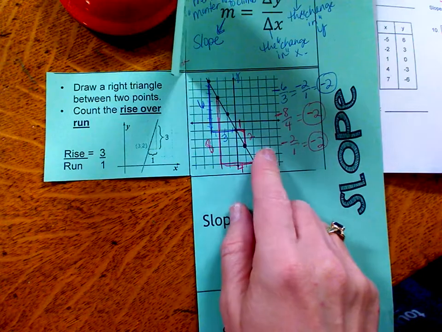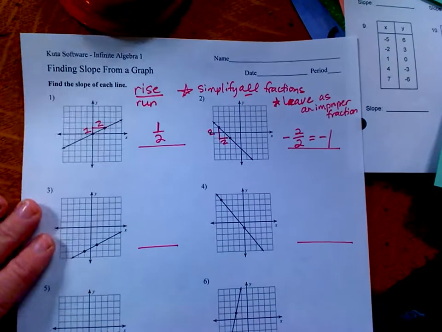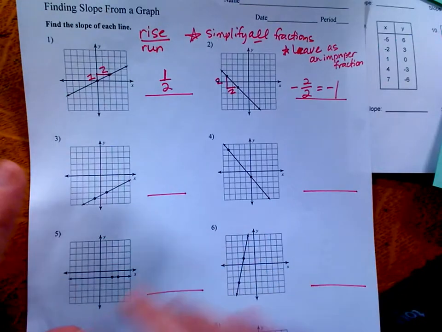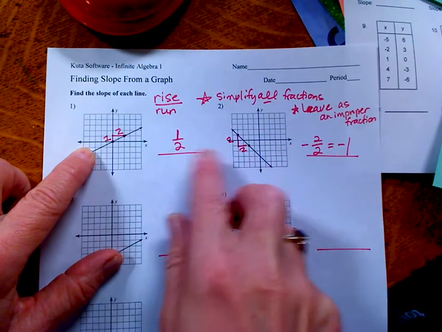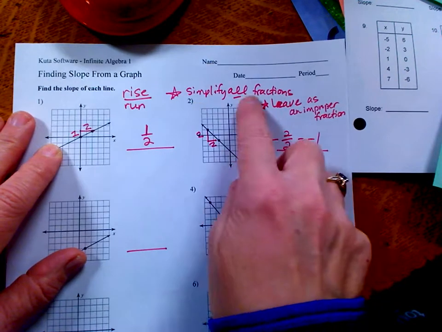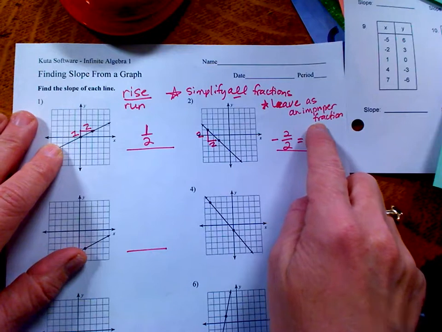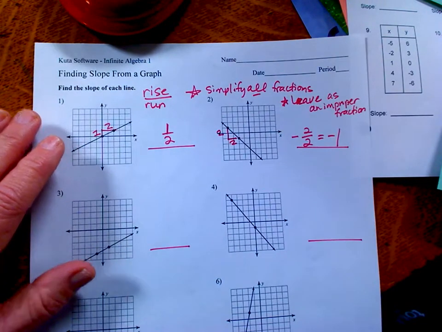So that is the notes that I want you to make sure you have. And then you should have this worksheet, hopefully. If not, I'll do a quick explanation and then you can do this on your own. I had this already copied for you and written on your paper. Rise over run, simplify all fractions, and leave as an improper fraction. So if it's an improper fraction, don't change it to a mixed number.